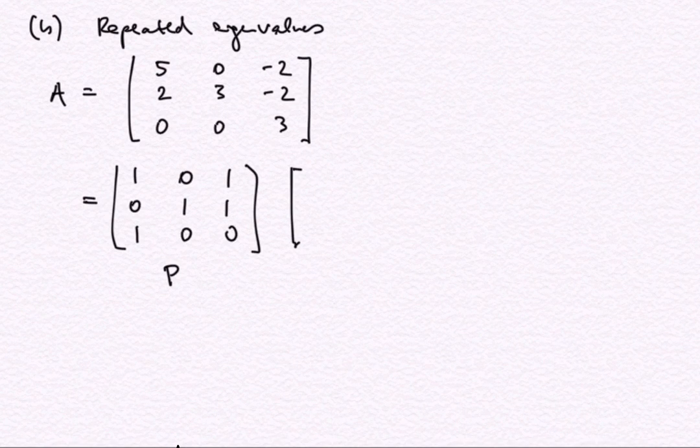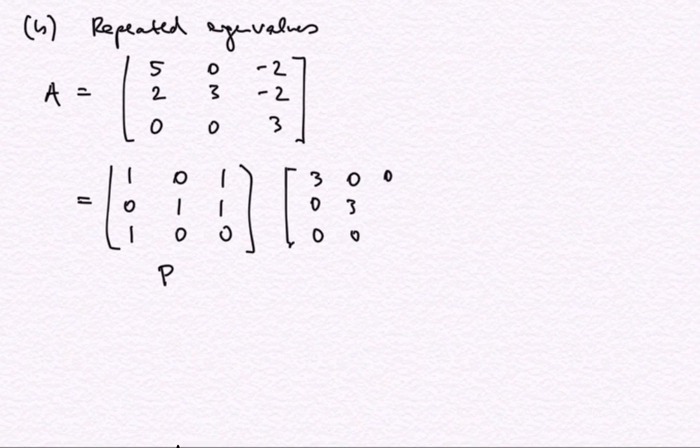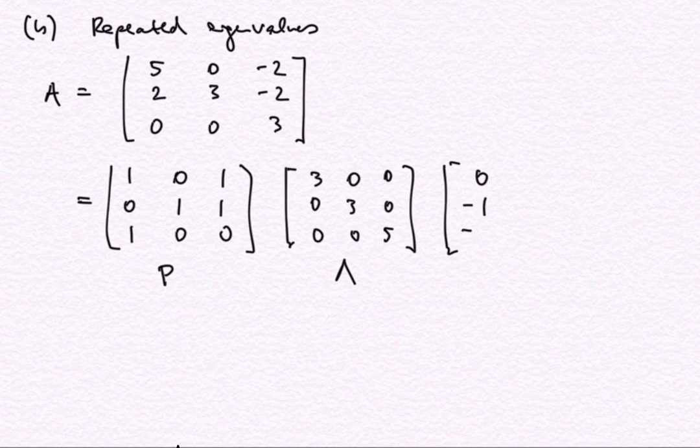Times Lambda now has 3, 0, 0, 0, 3, 0, so 3 is repeated, 0, 0, 5. And that's Lambda. And P inverse is 0, minus 1, 1, 0, 1, 0, 1, 1, minus 1.